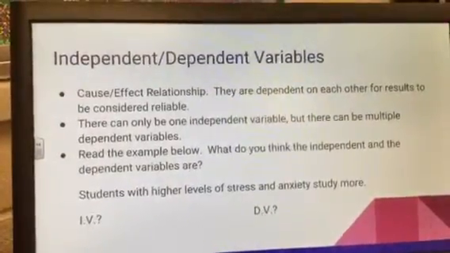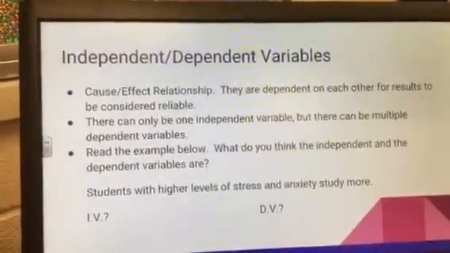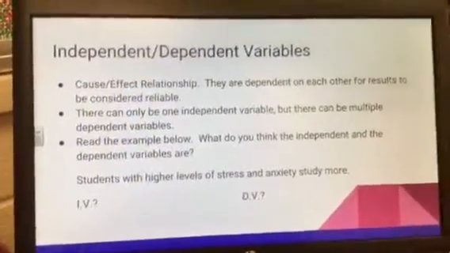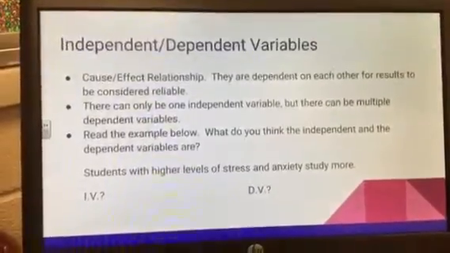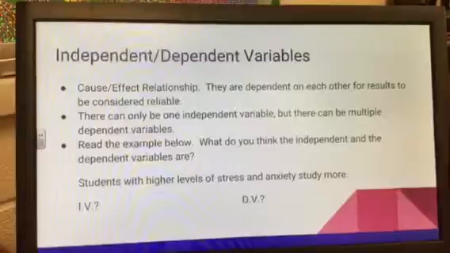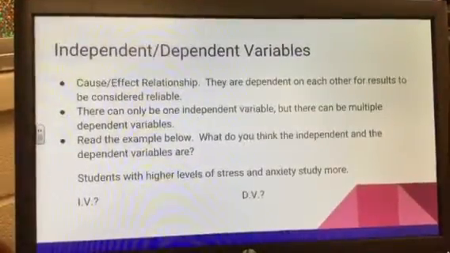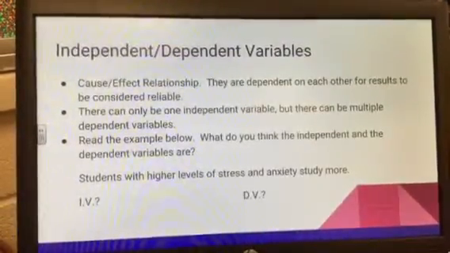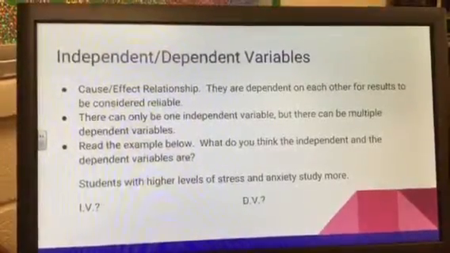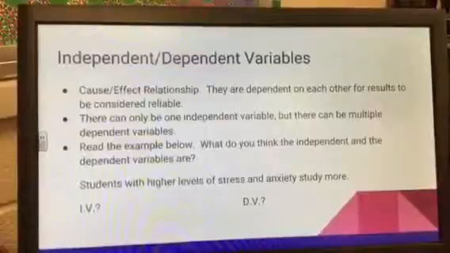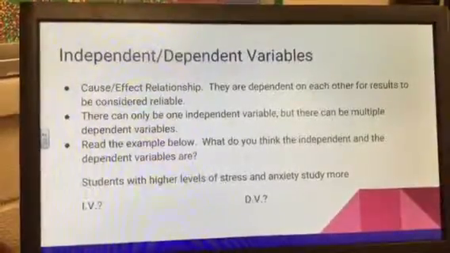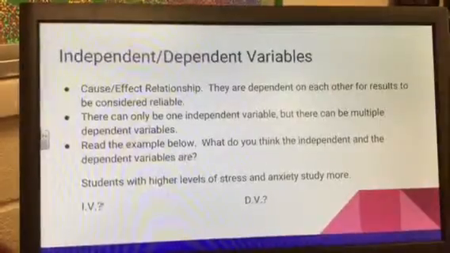Okay? So an independent variable and a dependent variable is what we call a cause and effect relationship. They are dependent on each other for results, and they have to be dependent on each other to be considered reliable. There can only be one independent variable, but there can be multiple dependent variables in an experiment. So what that means is you can only change one thing, but you can measure lots of different things. So let's read the example below. What do you think are the independent and the dependent variables?